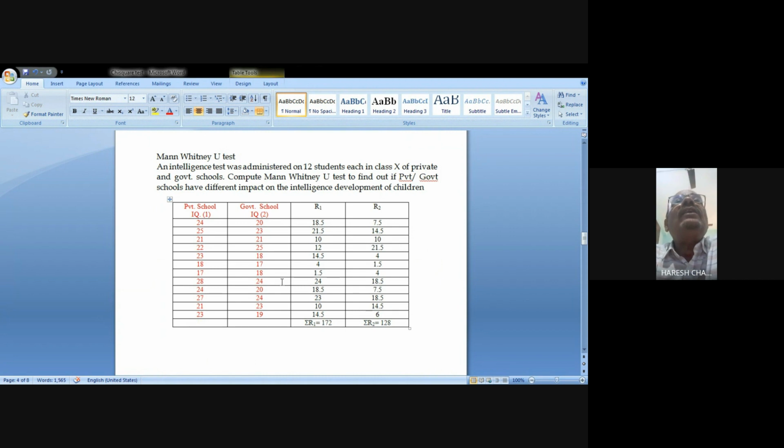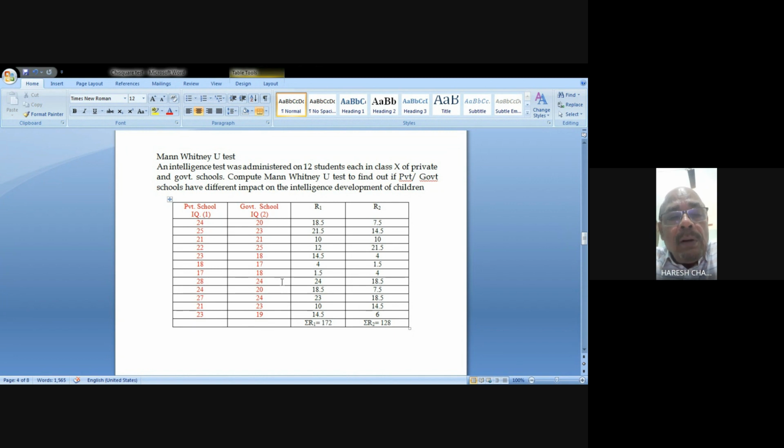An intelligence test was administered on 12 students each in class 10 of a private school and a government school. Compute the Mann-Whitney U-test to find out if private and government schools have different impact on the intelligence development of children. Supposing private schools claim that we give better facilities for the growth of intelligence among children than government schools, and you as a researcher are assigned to test this.